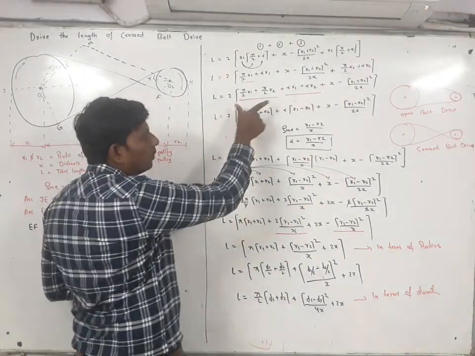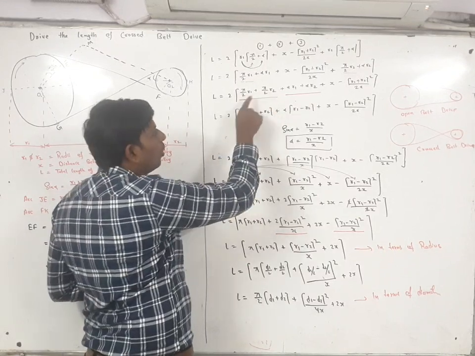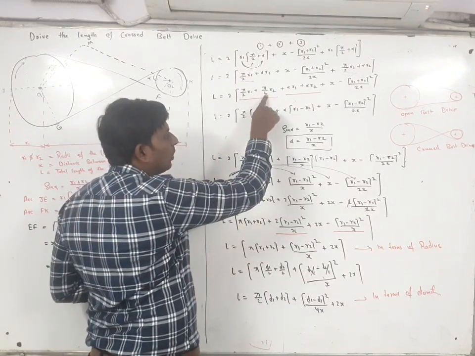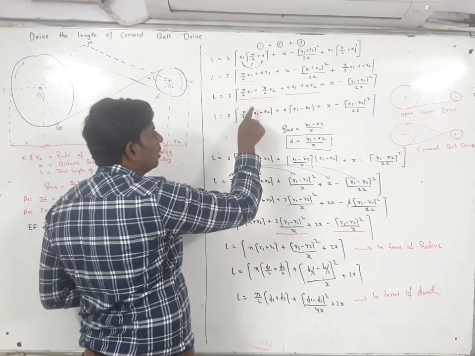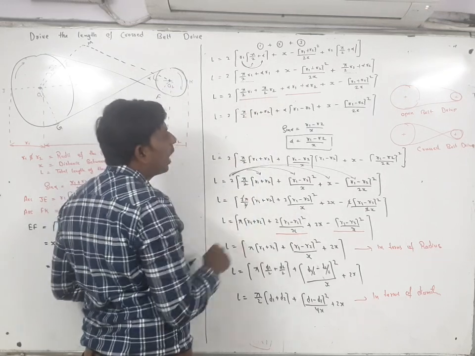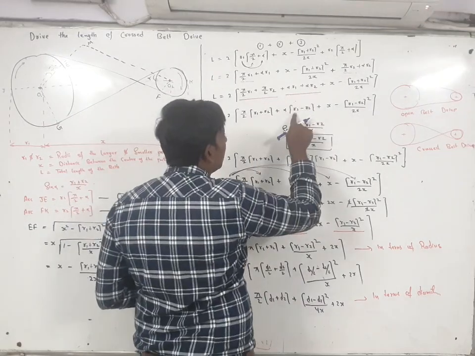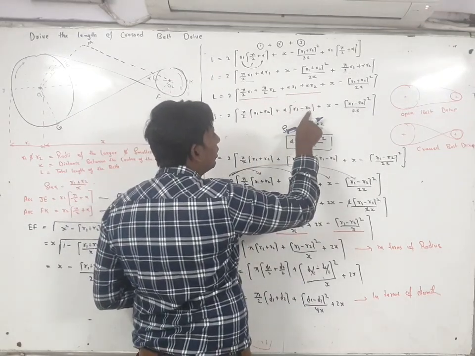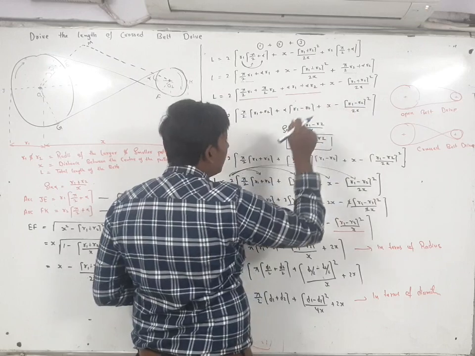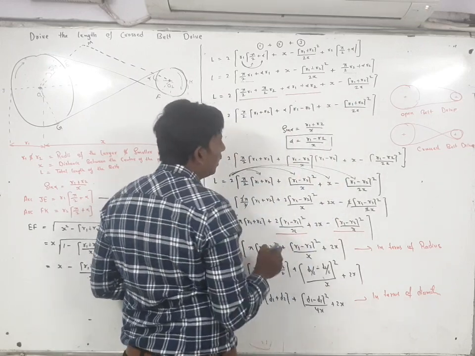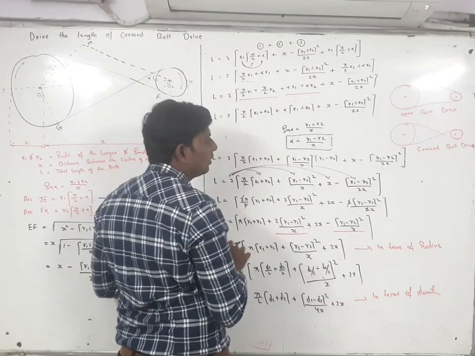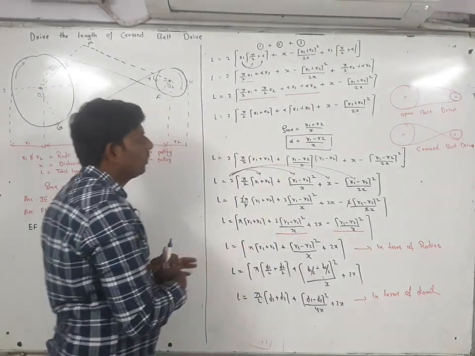If you observe here, what is here? Pi by 2 is there. Can you take the pi by 2 common? If you take the pi by 2 common, this is R1 and this one is R2. Here R1 is there and here R2 is there. Take this one as it is. Then sin alpha is equal to, what is the next one? Sin alpha is equal to R1 plus R2 by X.